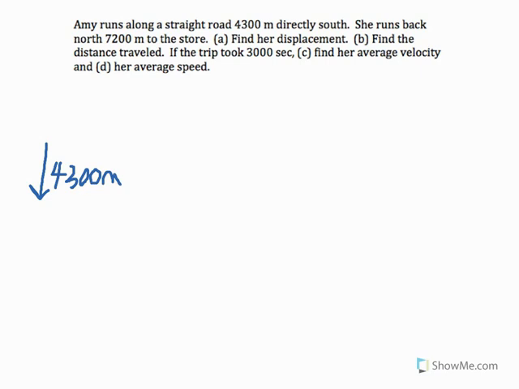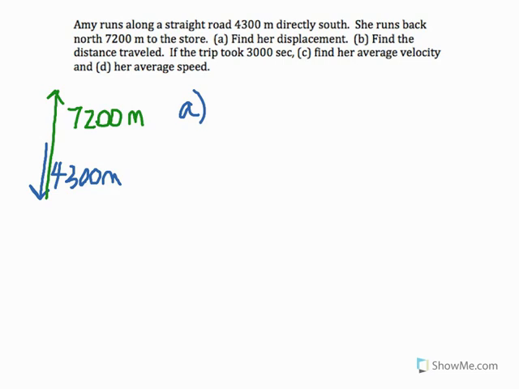All right, and then she stops and realizes she wanted something at the store, so she backtracks and goes up 7,200 meters north. Now, the reason I made that arrow longer is because I know that 7,200 obviously is larger than 4,300, so that tells me that she's going to end up north of where she started. So for part A, you're asked to find her displacement.